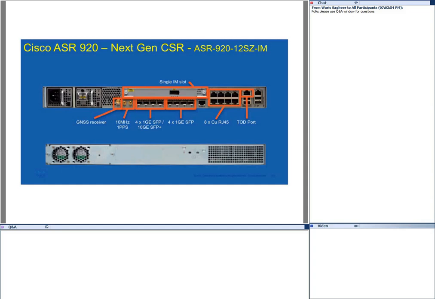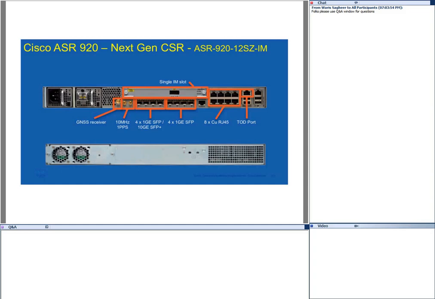Do also make a note, there is an IM slot on top. So that's a 1RU platform. The IM slot can take TDM, 10 gig, 1 gig interfaces. Another important thing is the GNSS receiver. This has the built-in GNSS receiver, whereas in RSP3 you could see it was a small module which would go on the RSP3, right? Here it's built in.